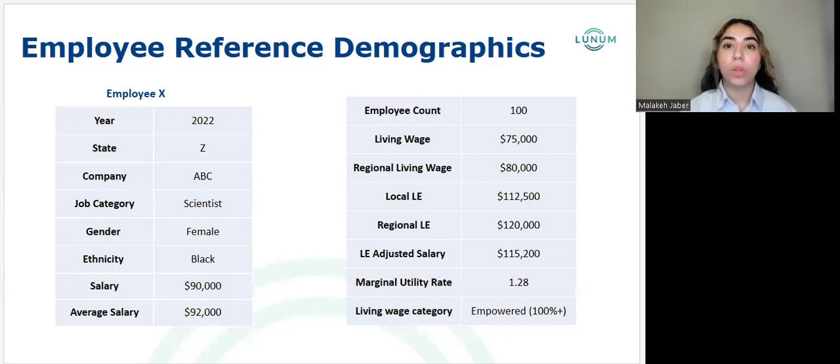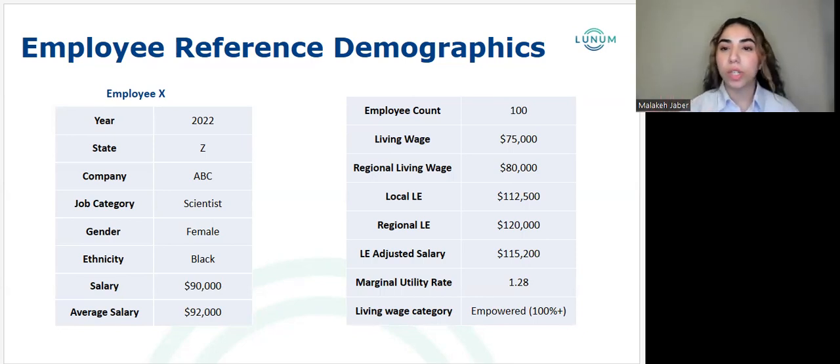The local LE, or local satiation point, is at 112,500. The regional LE, again that satiation point on a regional level, however, is at 120,000. The LE adjusted salary is at 115,200, and the marginal utility rate is 1.28. Finally, the living wage category for employee X is 100% or empowered. We know that because employee X is earning a salary of $90,000, which is above the living wage rate of $75,000 for state Z.